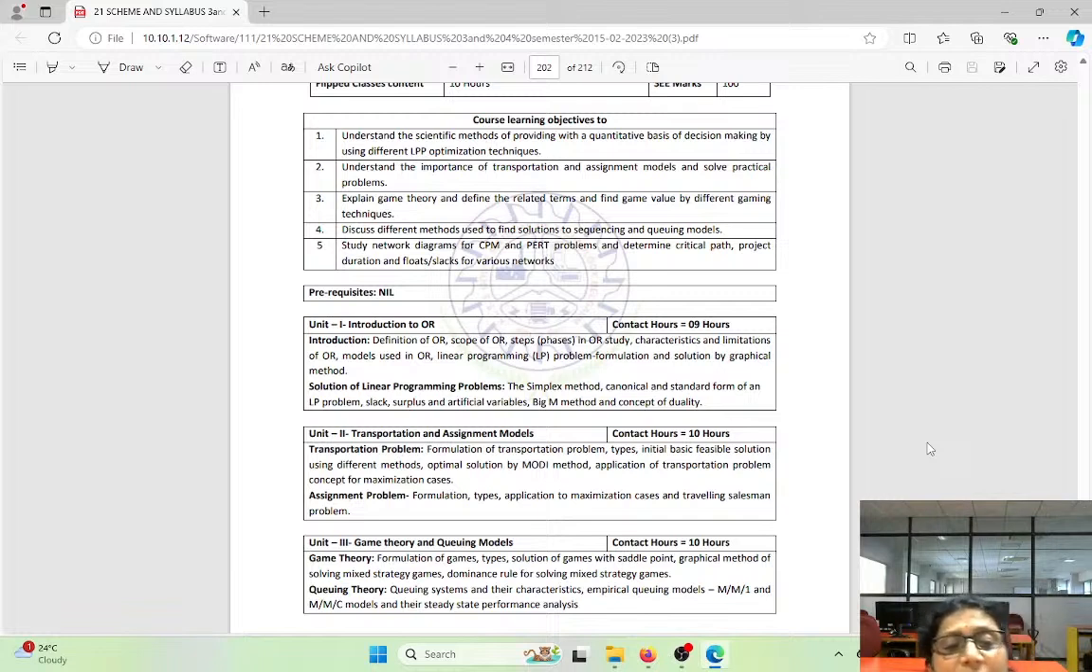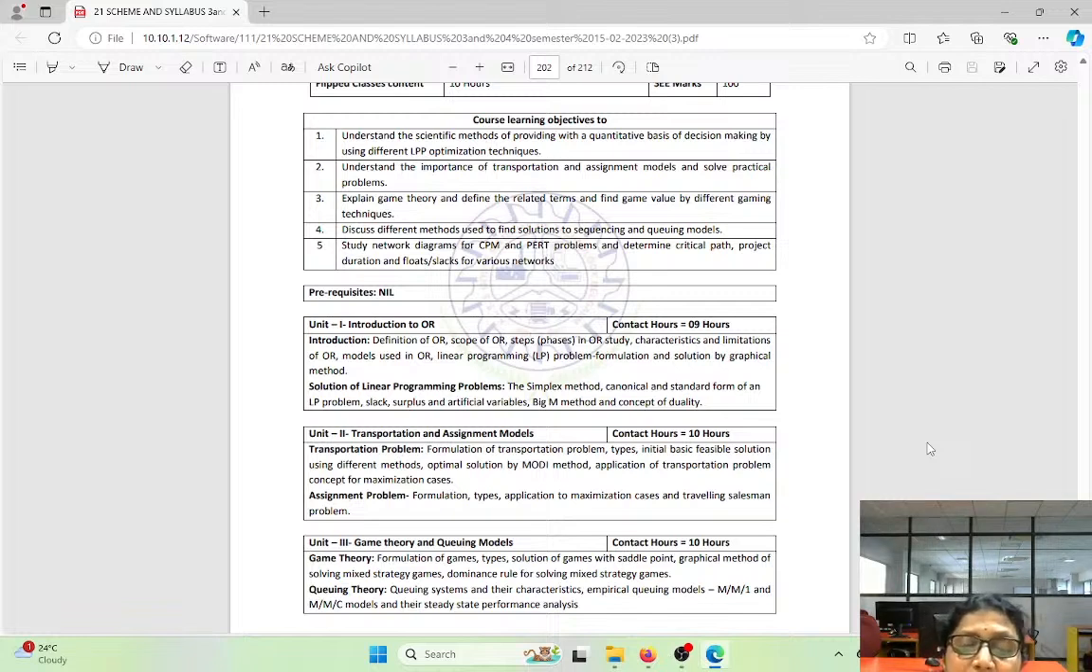Then the second unit is transportation and assignment methods. These are also techniques, or you can call them tools, which we are using to optimize the solution. In the transportation problem, first you are going to learn what the problem is, how to formulate it, and you are going to get the initial basic feasible solution, and then you are going to optimize it by using various methods. One is the MODI method, modified distribution method, and application of the transportation problem. That also you are going to learn here.